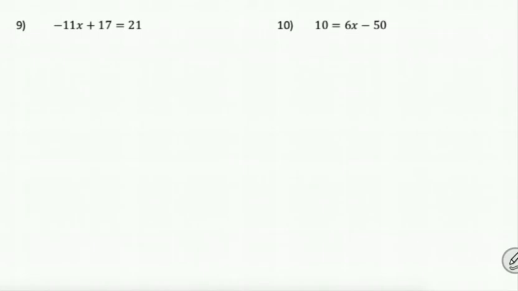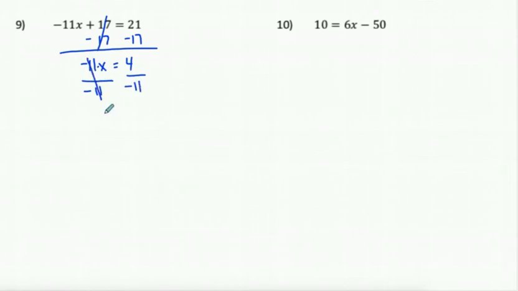Okay, so on number 9 here, on our last 2 problems, we have negative 11x plus 17 equals 21. So again, I'm going to undo that addition. So I'm going to subtract to undo it with my inverse operation. And I'm left with negative 11x. 21 minus 17 is 4. So we're going to get 4 here. And when I divide that over, so undoing the multiplication here with division, I get x by itself.